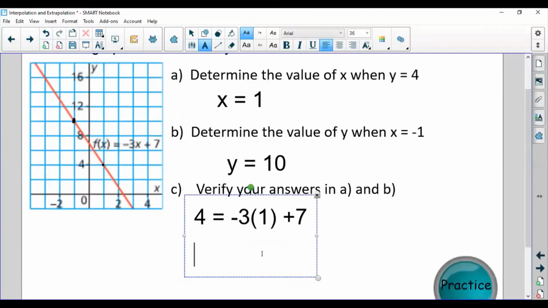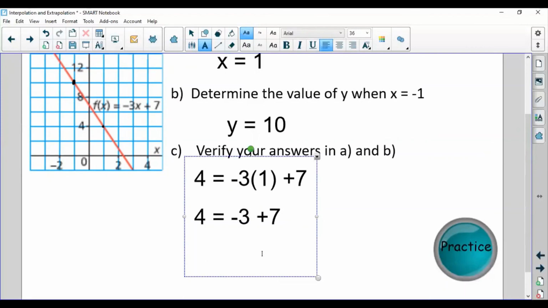I'm going to solve each side of the equation separately. The left side has no math to it, it's just 4, so it stays 4. I have negative 3 times 1, which is negative 3, and I add 7. Negative 3 plus 7 is 4, so my left side equals the right side, so that's how I can verify that my math was done correctly.